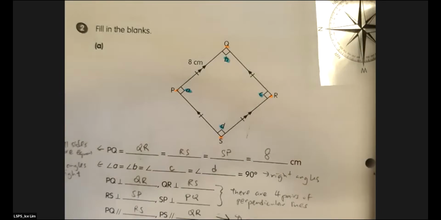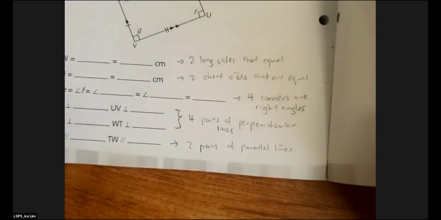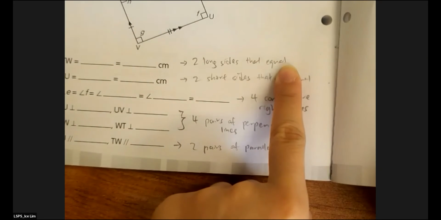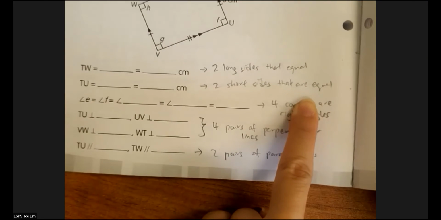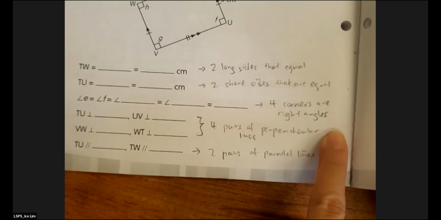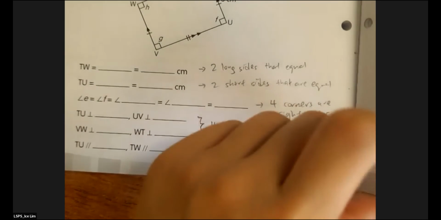The rectangles properties, rectangles. Draw and label. In exam time, draw accurately 1 point, labeling 1 point. Okay. Now, rectangles properties: 2 long sides they are equal, 2 short sides they are equal, 4 corners are right angles, 4 pairs of perpendicular lines, 2 pairs of parallel lines.